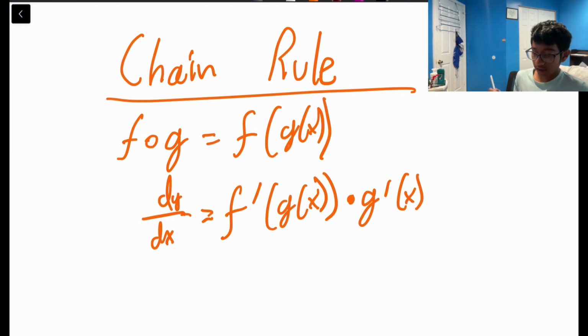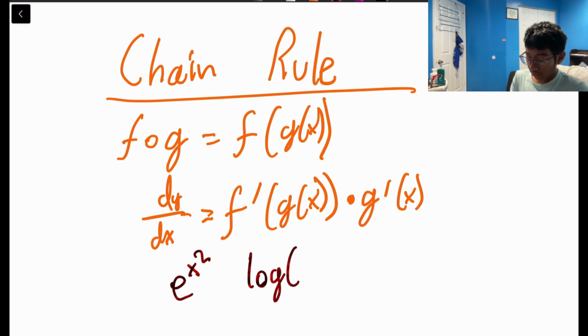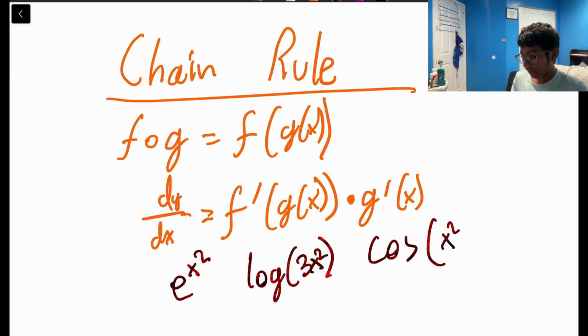So in other words, it's taking the derivative of the outer function evaluated at the inner function multiplied by the derivative of the inner function. Let's break it down. Some common examples would be e to the x squared, log of 3x squared, or cosine of x squared. And taking the derivative of all of these applies the chain rule.